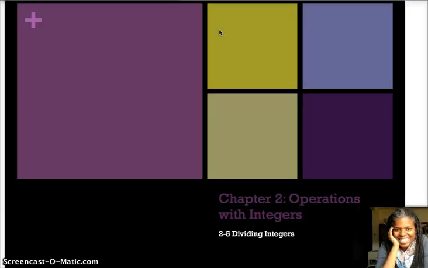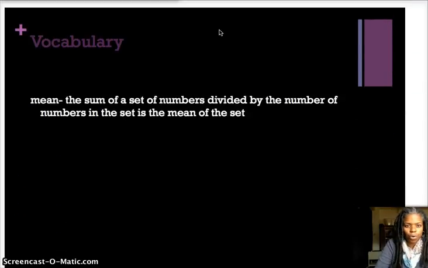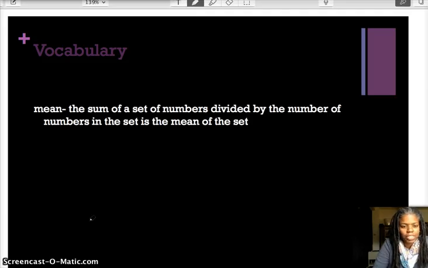Here we are again, still in chapter 2, looking at section 2.5. This time we're going to be dividing integers. Let's take a look. The first thing I'm going to do is go over this vocabulary word, mean. Mean is the sum of a set of numbers divided by the number of numbers in the set, and that's the mean of the set.